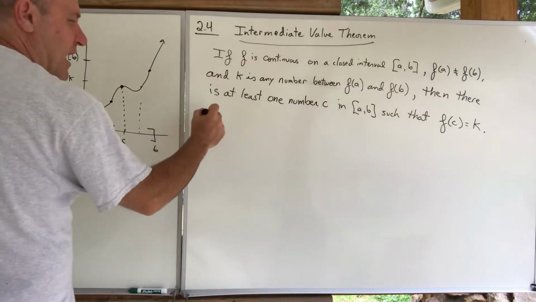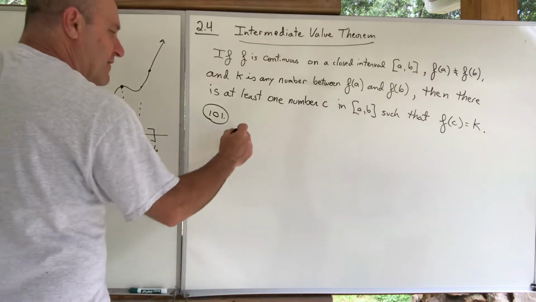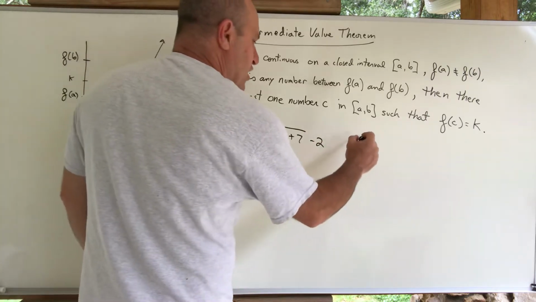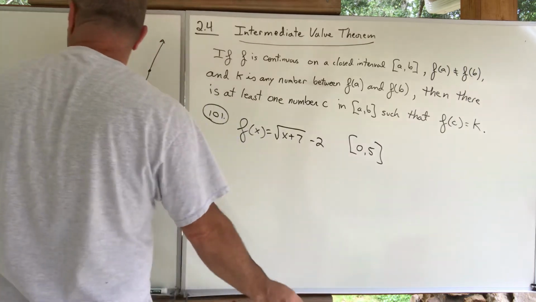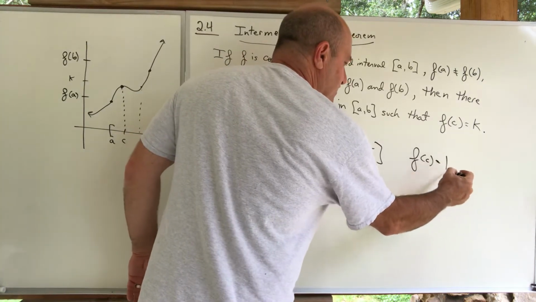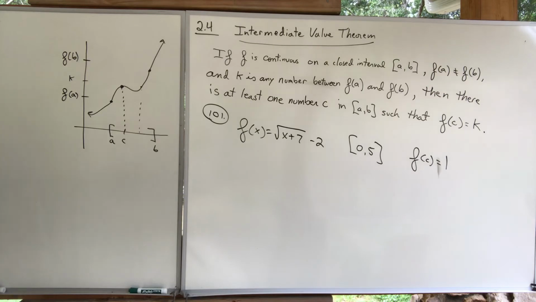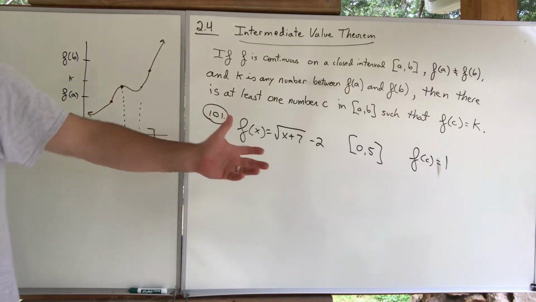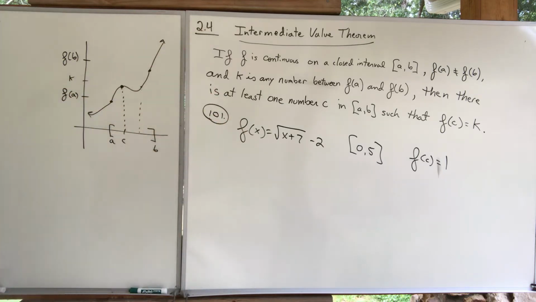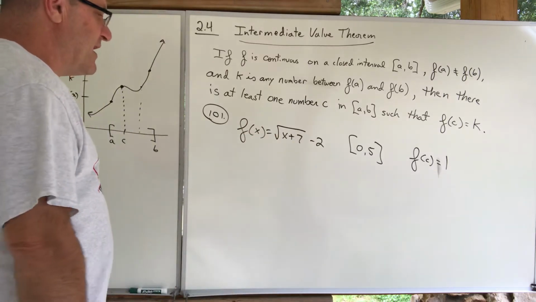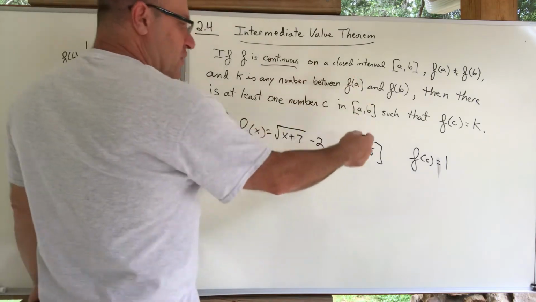I don't know. There's this problem 101 in the book where they say here's a function, the square root of x plus 7 minus 2. They're working on the interval 0 to 5, and they want to find the c value. The directions in the problem say, verify that the intermediate value theorem applies to this indicated interval and this function, and then find the value of c that's guaranteed by the theorem. So first, verify that it is. Well, let's see here. Is it continuous on the closed interval 0 to 5?